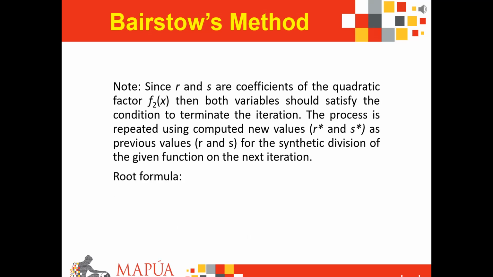If you have satisfied the terminating condition, then the root formula is simply a derivative of your quadratic equation, which is evaluated to be R plus minus the square root of R squared plus 4S, all over 2, which, if you look at it, is similar to your quadratic equation applied to your given quadratic function x squared minus Rx minus S.